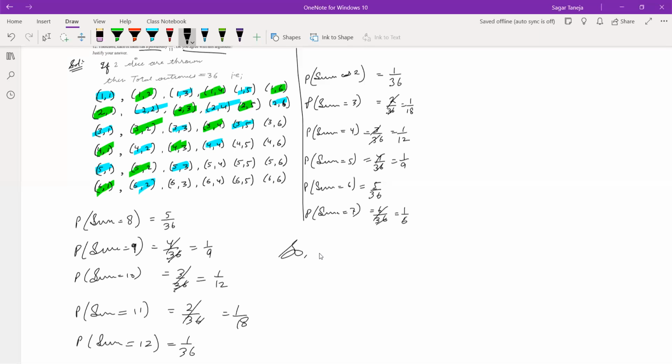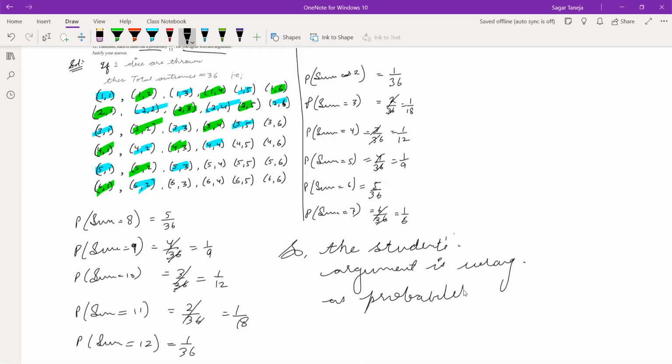So the student, so it is already justified. So the student's argument is wrong. Okay. So it's wrong as probability can't be 1 by 11 in each case.